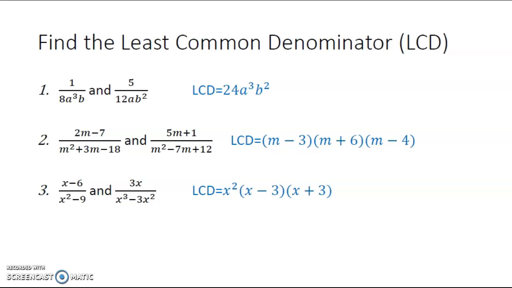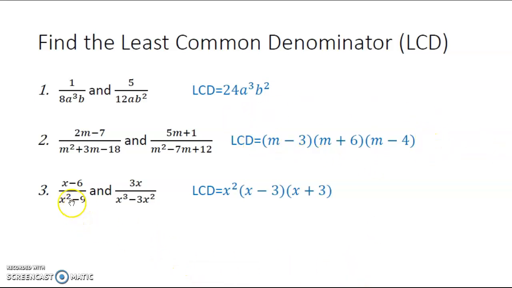For the second example, we have trinomials in the denominators. We would have to factor these trinomials completely and then take all of the different factors. So you should pause this video, take a moment, factor those trinomials, take all of the different factors that you see, and you will see that if we listed all of the different factors, we would have m minus 3, m plus 6, and m minus 4. So we would just write that as a product.